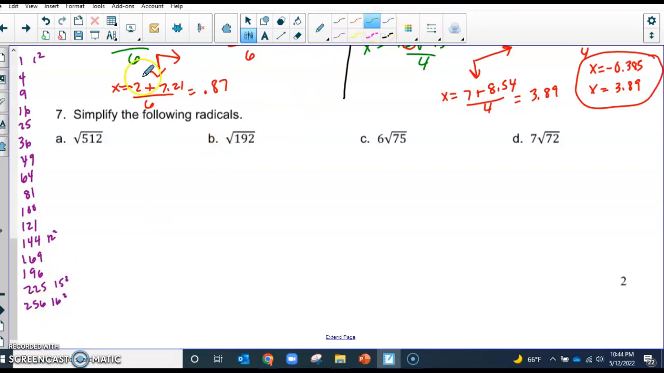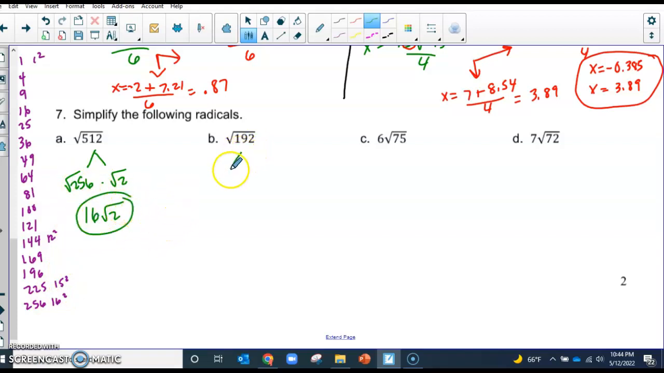All right, so the goal of simplifying radicals is to look at what is the number of my radical and which one of these perfect squares goes into it. So when I take 512 and divide it by 2, I get the square root of 256 times the square root of 2. 256 times 2 is 512. This is a perfect square, so I can reduce it to be 16 root 2.